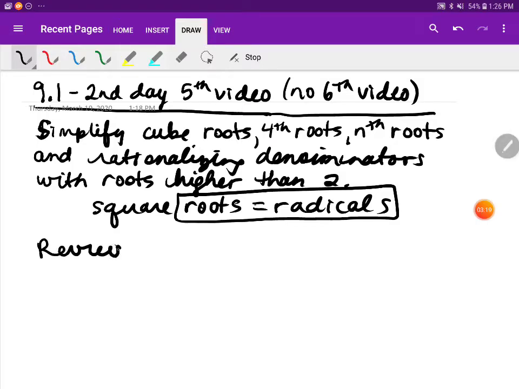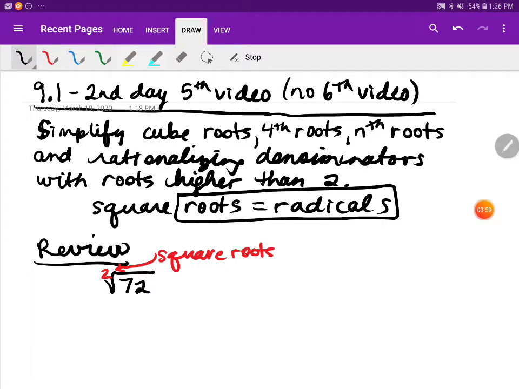So let me just give you a quick review, just to get your mind back in it. If you had the square root of 72, there's nothing in the corner, but really it's a 2. The 2 is not there, but it really is there, and that's because it's a square root. I'm going to leave it in because it'll help us with the cube root. We don't want to write the 2 in the corner every single time because we do square roots more than anything else.